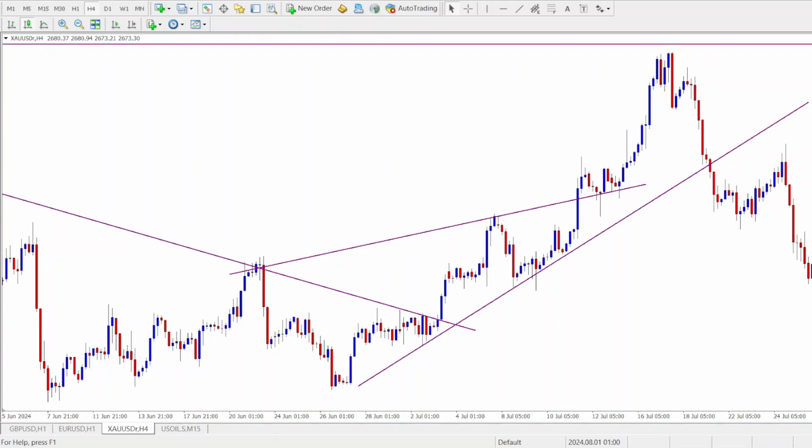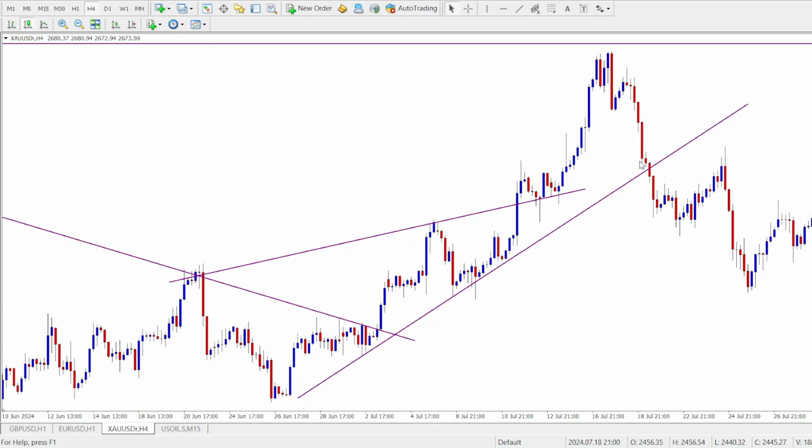Then another thing to look out for are candlestick patterns. Candlestick patterns also play a crucial role. They play an important role in technical analysis. So you might want to look for reversal patterns like the engulfing candles, pin bars, doji candles at key support or resistance levels.